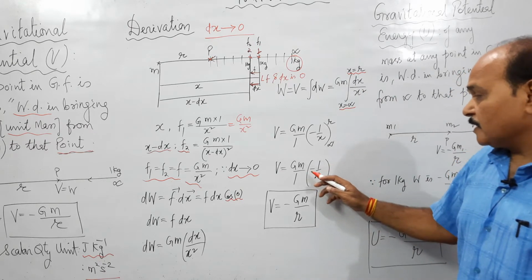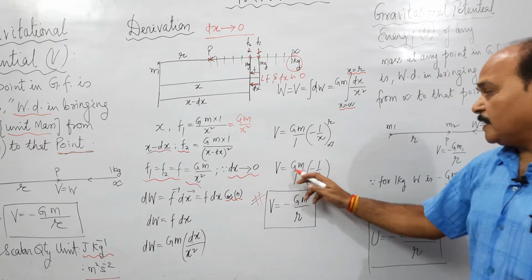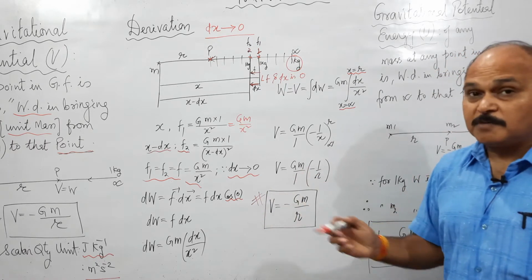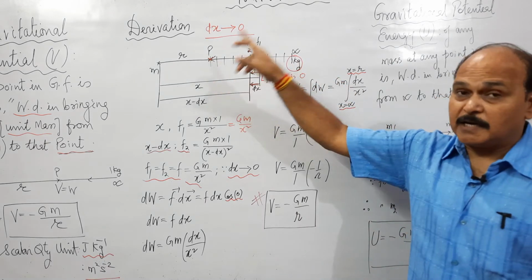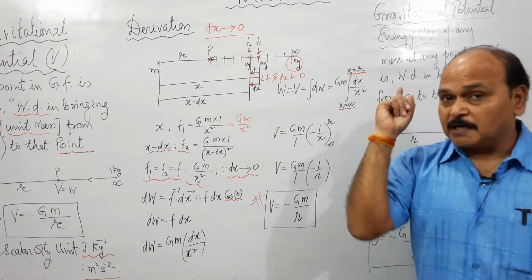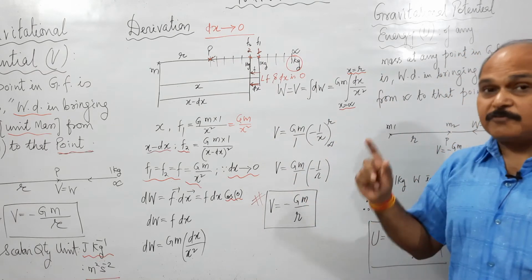And what do we get? V, the work done, is minus Gm by r. This is the work done in moving a point mass from infinity to this point in the gravitational field, and that is the gravitational potential of a point mass at a distance r from it.